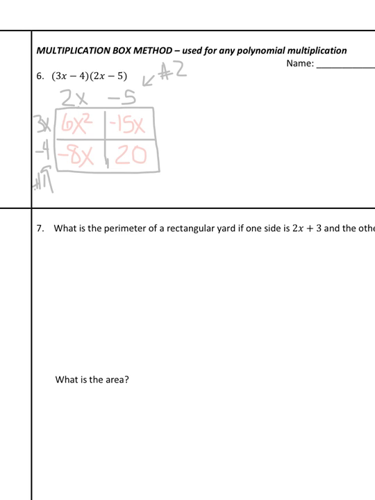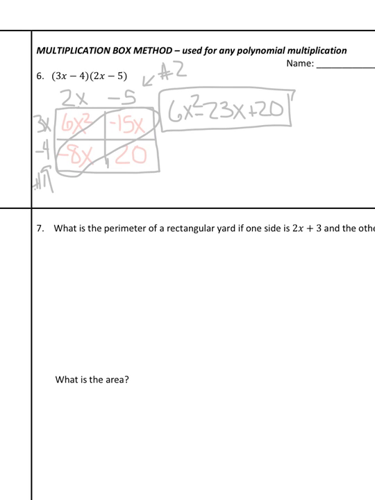The nice thing about the box too is, if you look, these are my like terms. They usually fall right in line with each other. So my answer here is 6x squared, negative 15 and negative 8 is a negative 23x, and then that's a positive 20. So there's my answer, 6x squared minus 23x plus 20.